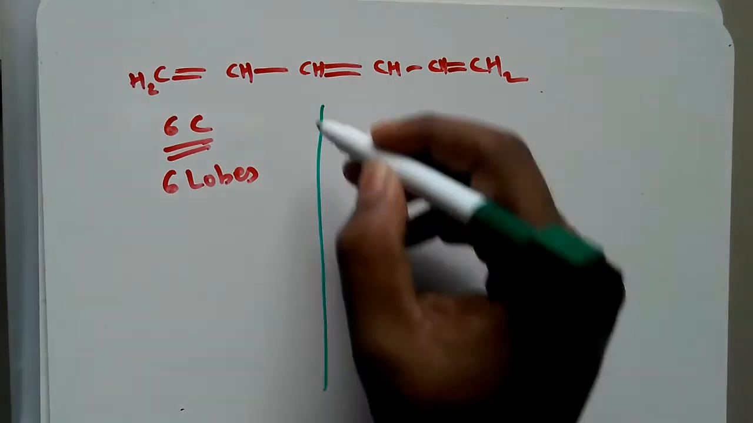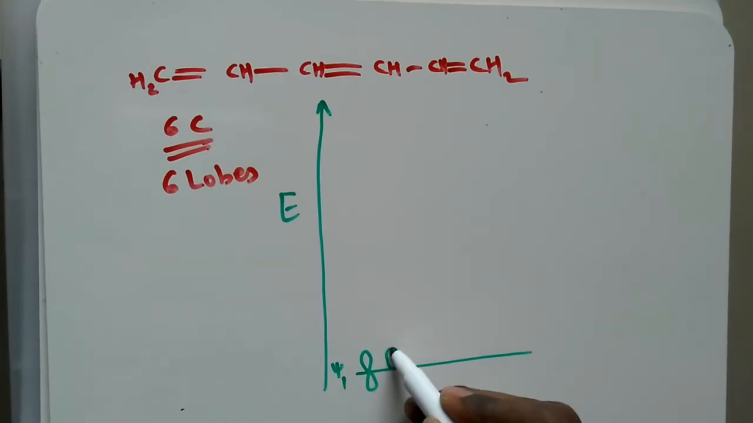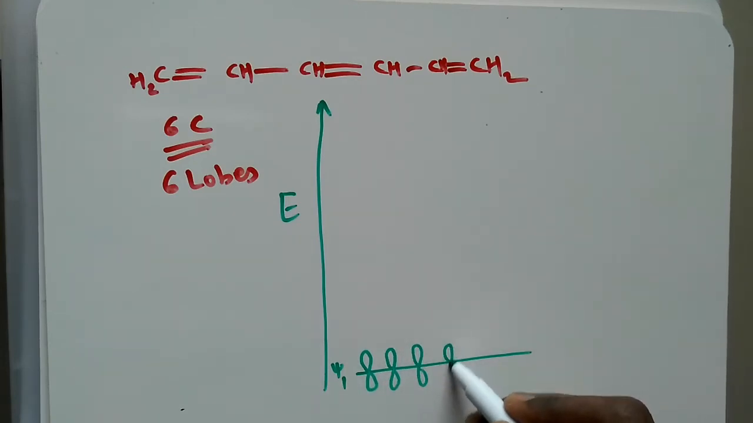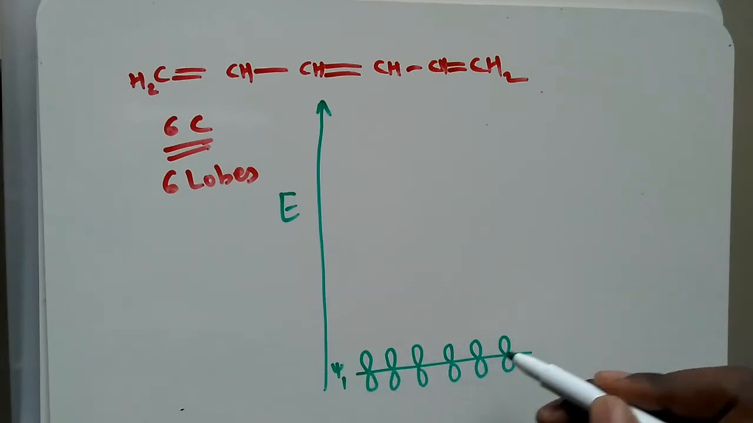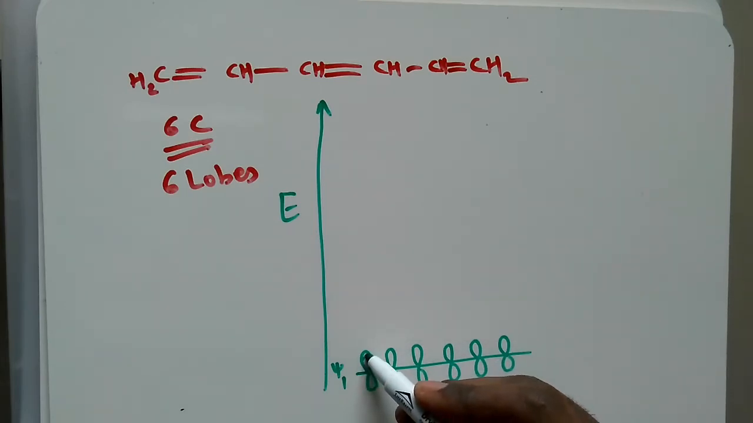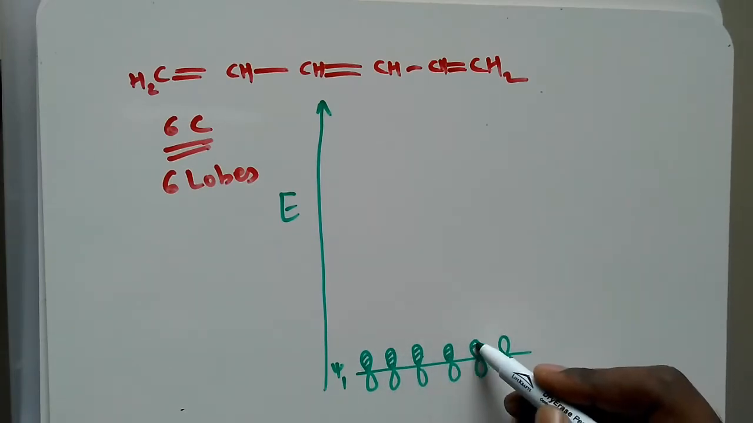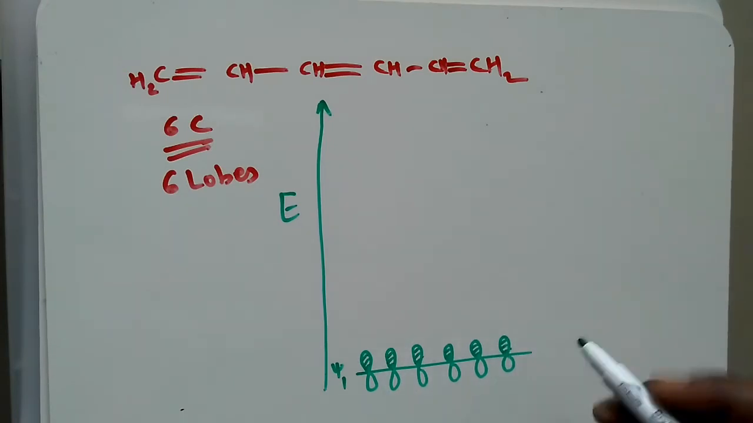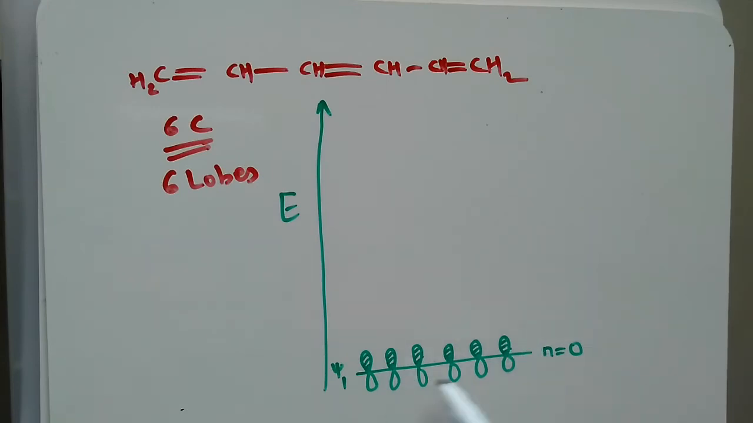Now when we draw the energy diagram, at this point, which is the psi1 case, we will have 6 lobes. These are very important lobes that we need to understand. There are 6 lobes. The positive lobes will be on the same side. In this case, the nodes will be 0.